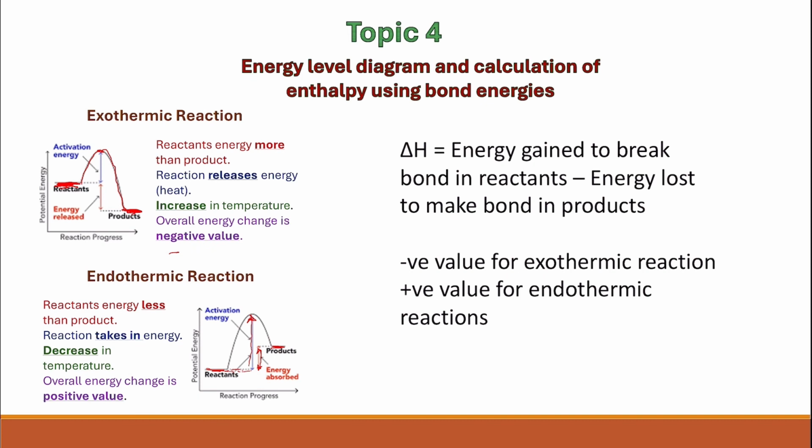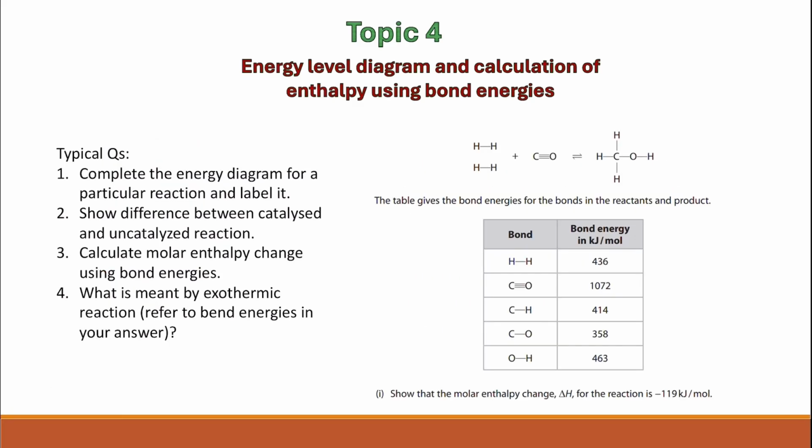They will ask you to calculate the delta H for a certain reaction using the bond energies provided to you in a table. So remember, to calculate the delta H, it will equal the energy gained to break the bonds in reactants minus the energy lost to make the bonds in products. So it's going to be a negative value if it is an exothermic reaction and positive if it's an endothermic reaction.